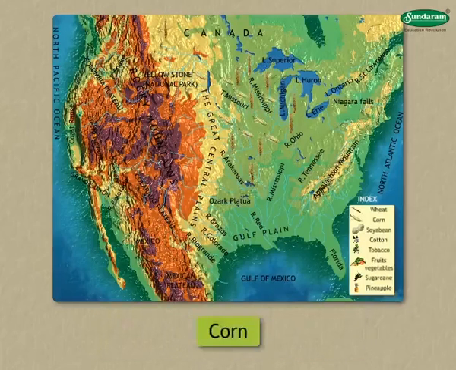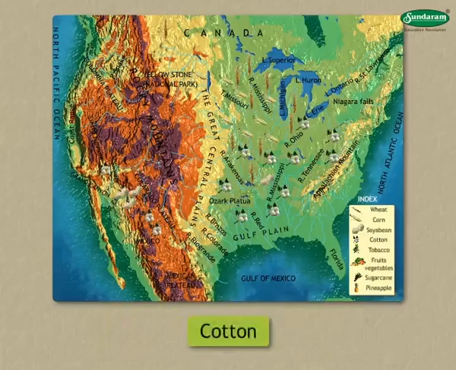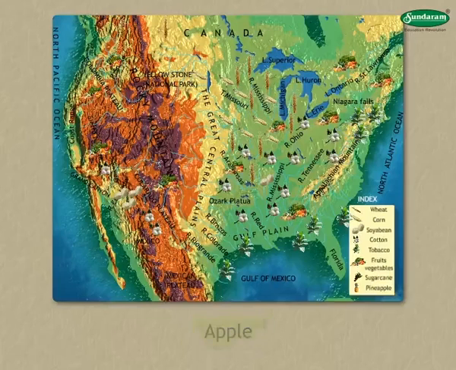Wheat, corn, soya bean, cotton, tobacco, etc. are produced on a large scale. Fruits like orange, apple, as well as vegetables like potato, tomato, etc. are also produced on a large scale.